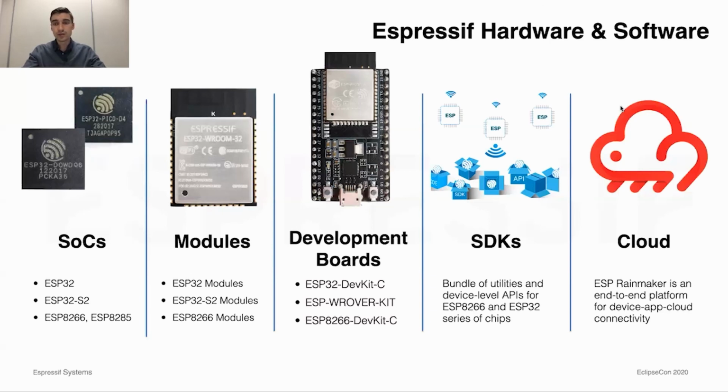The most recent addition to Espressif software is the cloud solution, ESP Rainmaker. It provides end-to-end connectivity between an IoT device, the cloud, and the smartphone app, making it really easy to prototype and deploy applications. We're not going to go into ESP Rainmaker in this talk, but if you're interested, check out the Espressif website for details.